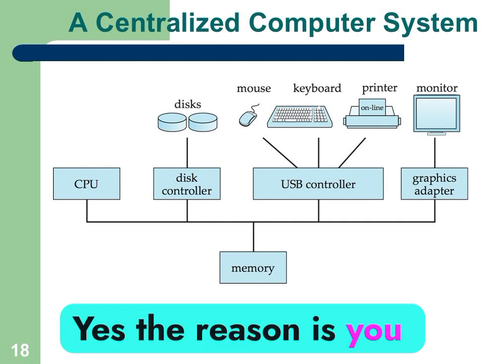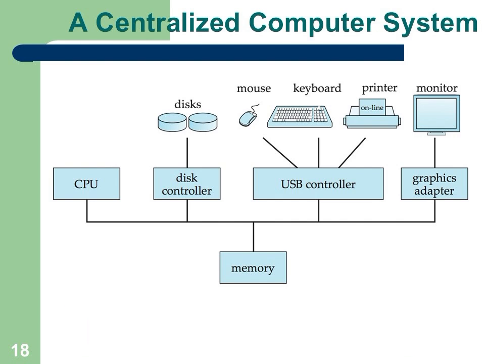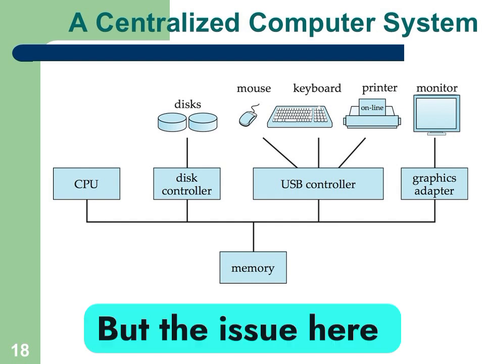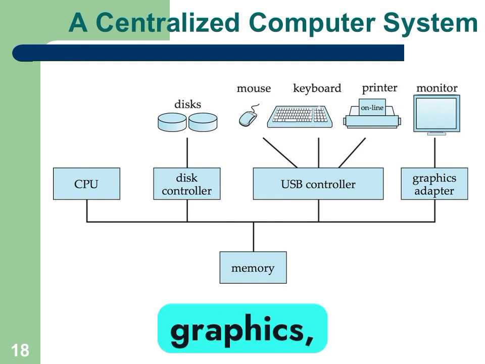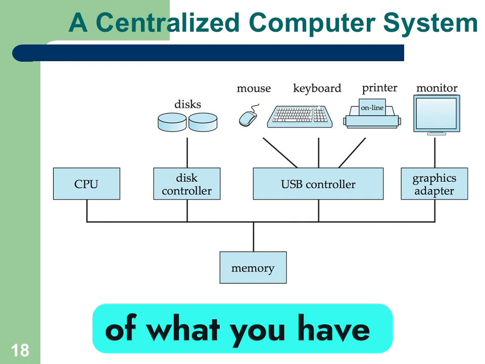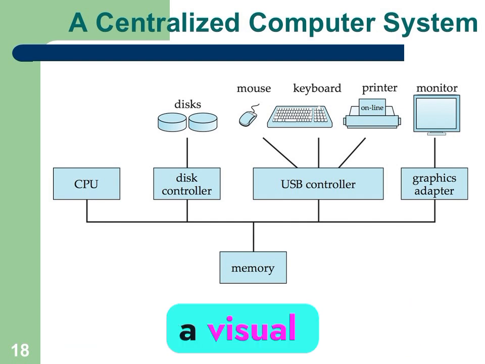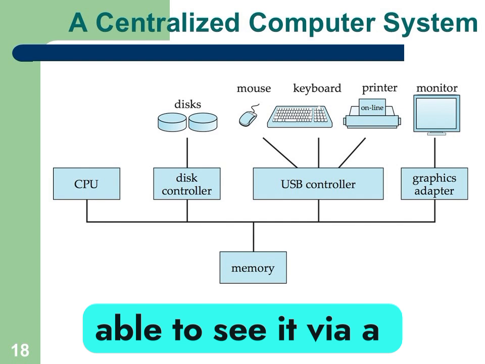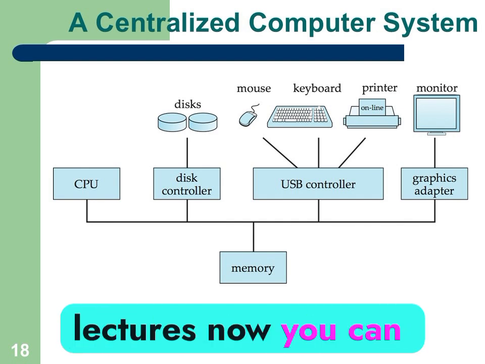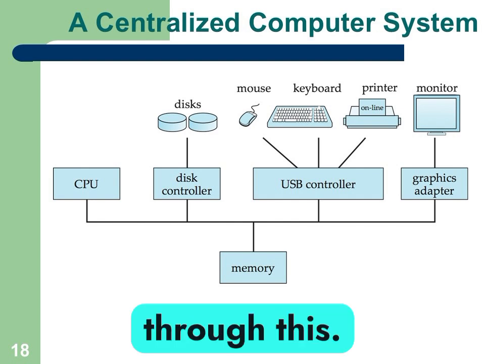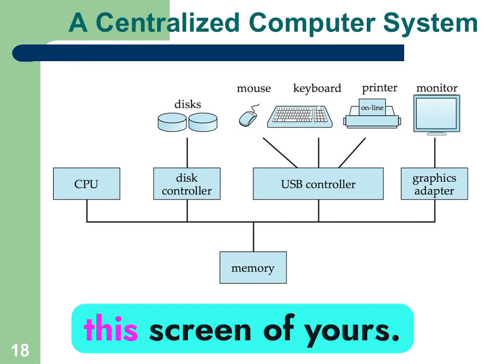Yes, the reason is, our monitor and the printer, we know they are both output devices. But the issue here is that one is giving you a graphics representation. It's not a form of hard copy, right? It's giving you a visual representation of what you have done, where you can see it via a screen, just the way I am delivering these lectures now. You can see my slides through this monitor or through this screen of yours.